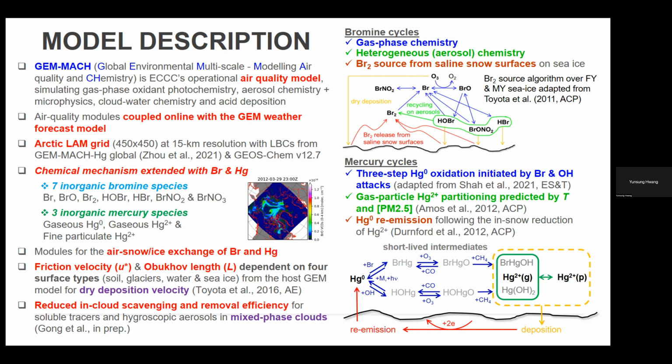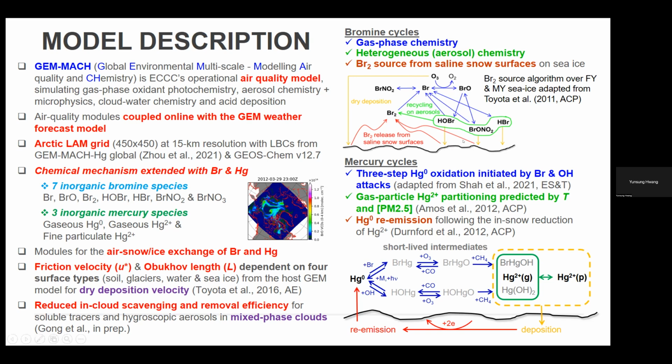And also we have taken into account the in-cloud scavenging efficiency reduced within the mixed phase clouds, where the evaporation of liquid cloud droplets occurs for the growth of the ice particles, so that the soluble tracers and the hygroscopic aerosols, once contained in the liquid water part of the mixed phase clouds, cannot really make it to the ground by wet deposition. That effect is also taken into account.